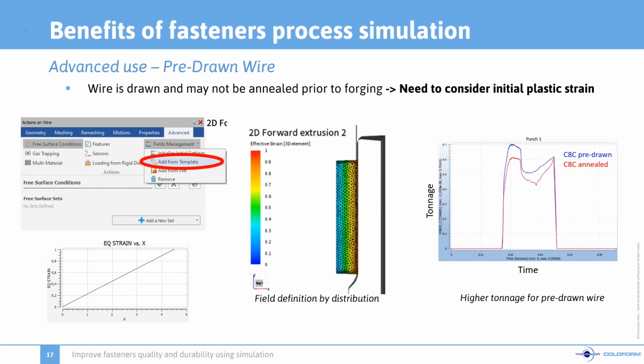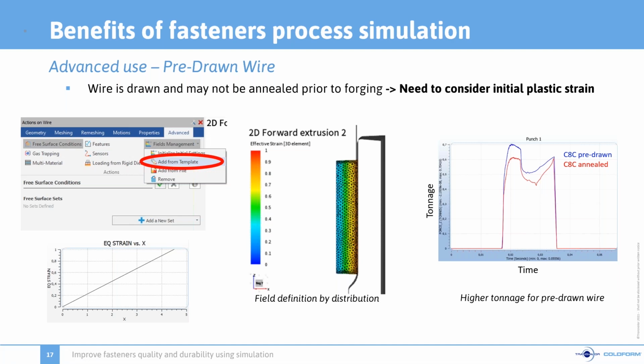If in your application the wire is not annealed prior to forging, please note that you can consider the initial plastic strain. In fact, with our software, it is possible to initialize fields along an axis or a radius. These features allow the definition of the initial plastic strain deformation along the radius of the billet, as we see in this image in the middle. Then here we initialize the plastic strain.